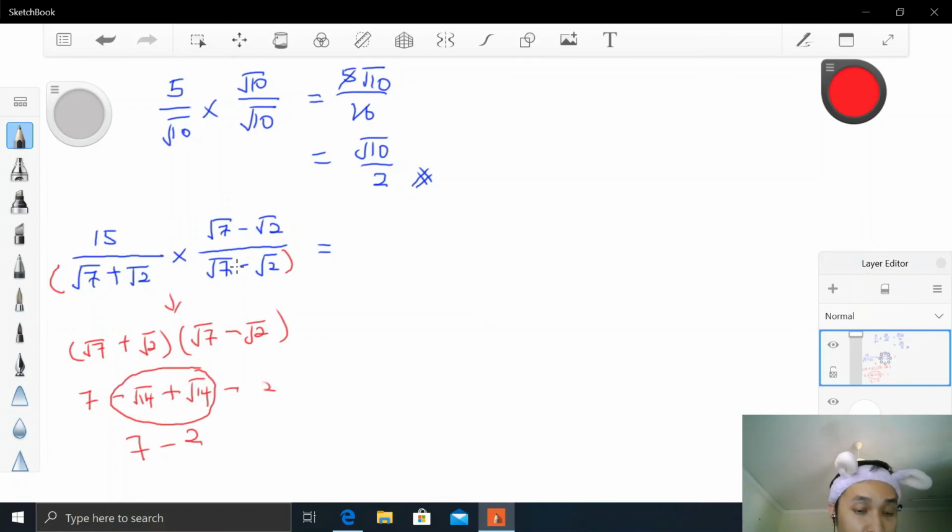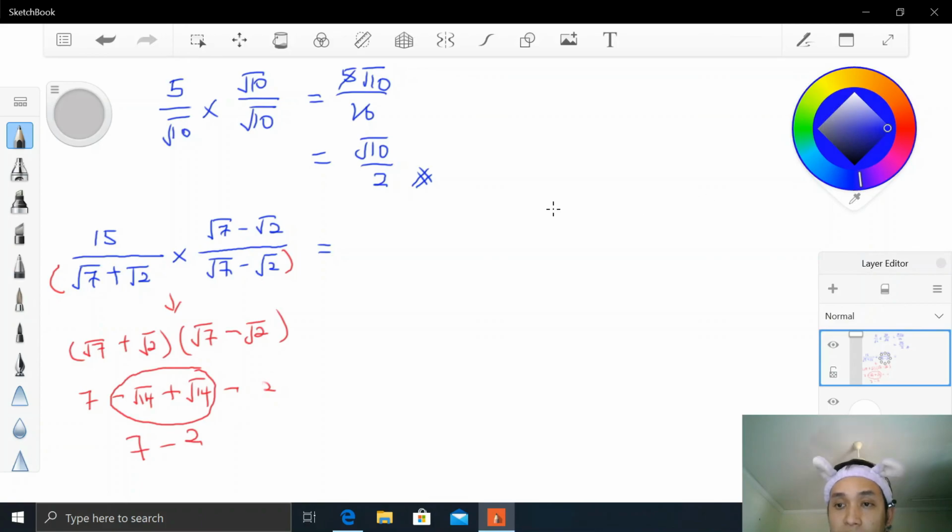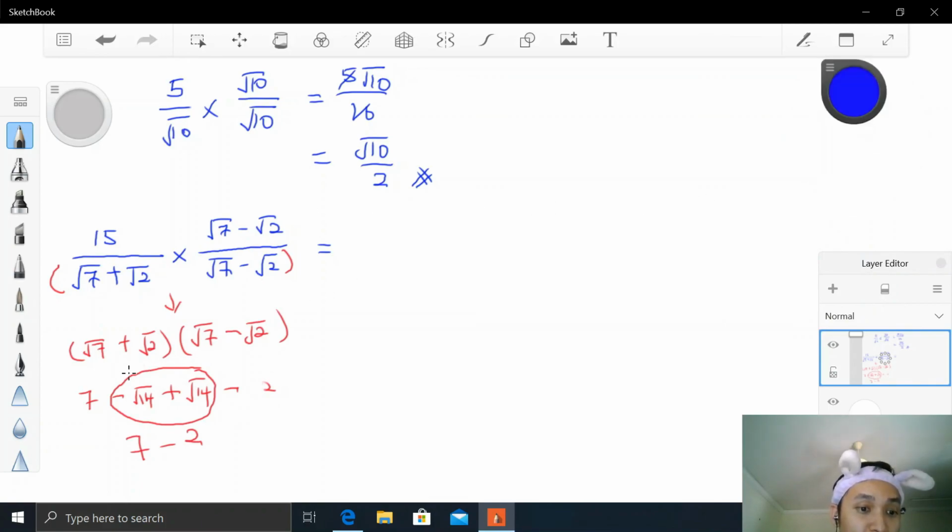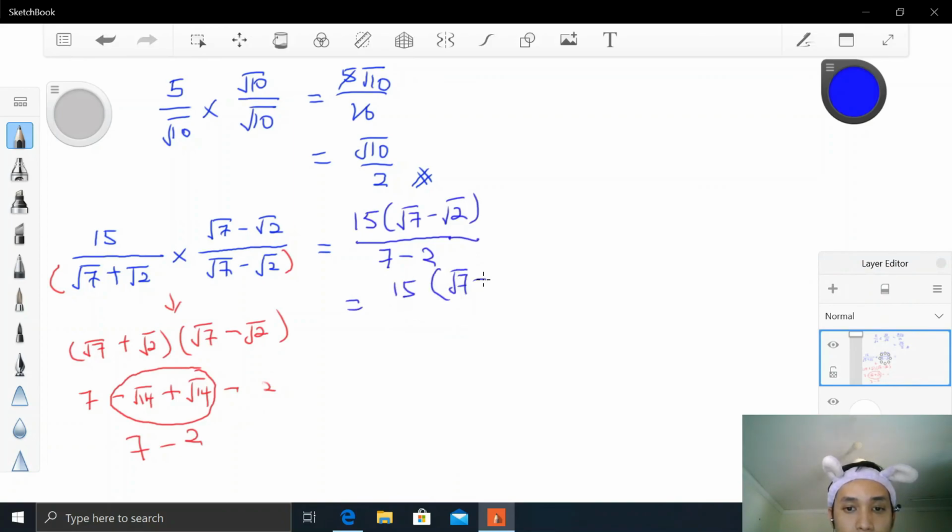That is why at the bottom, we multiply by its conjugate surd, so that we can remove the one in the middle. When we say rationalize, meaning in your denominator, we don't want to see any surd value. So your answer here is 7 minus 2. The top is 15 multiplied by surd 7 minus surd 2. This one is also equivalent to this one. This one I can simplify, cancel, so this will be the final answer.